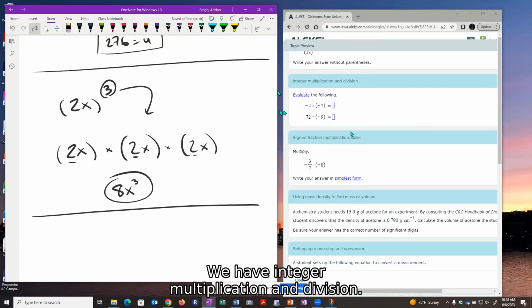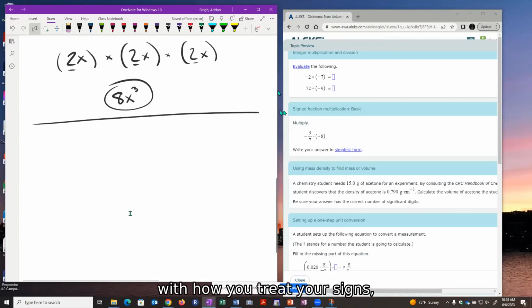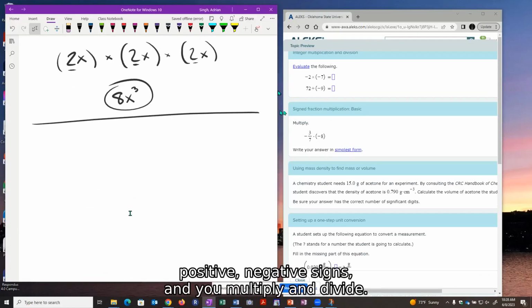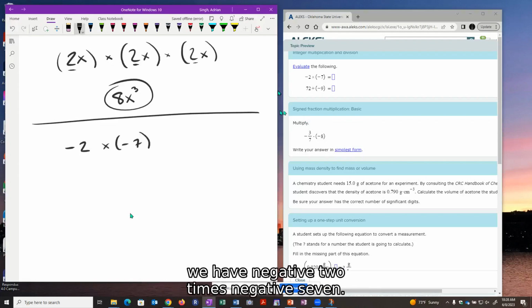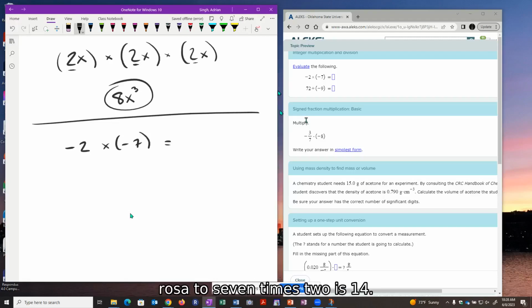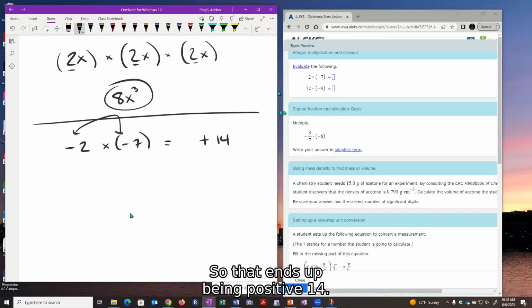All right, we have integer multiplication and division. And again, this really has to do with how you treat your signs, positive and negative signs, when you multiply and divide. So if you take a look at the first one, we have -2 times -7. We can multiply the actual numbers first. 7 times 2 is 14. When you multiply two signs that are the same, we end up with a positive sign. So that ends up being positive 14.